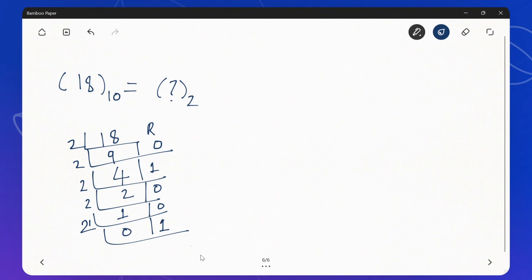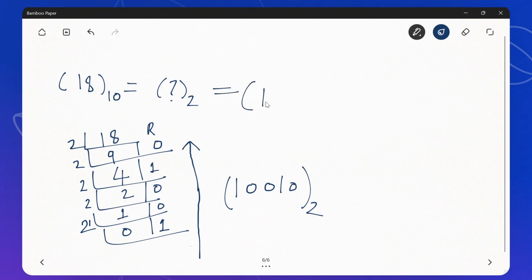Now the answer of the question is all these remainders written from bottom to up. How do we write it? From bottom to up, 1 0 0 1 0. So this is the equivalent number in the binary number system. So 18 is represented in binary by the symbols 1 0 0 1 0. This is the answer for conversion of decimal number to binary number.